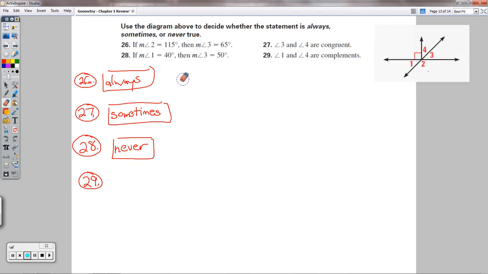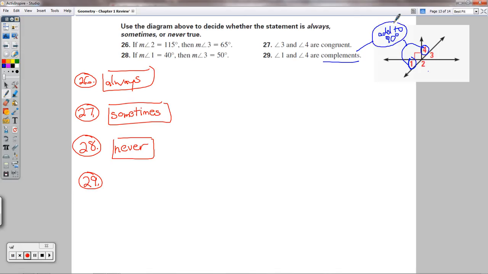Number 29, 1 and 4 are complements. So this one right here, use blue again, there we go. This one right here and this one right here, 1 and 4. If they're complements, they have to add to 90 degrees.